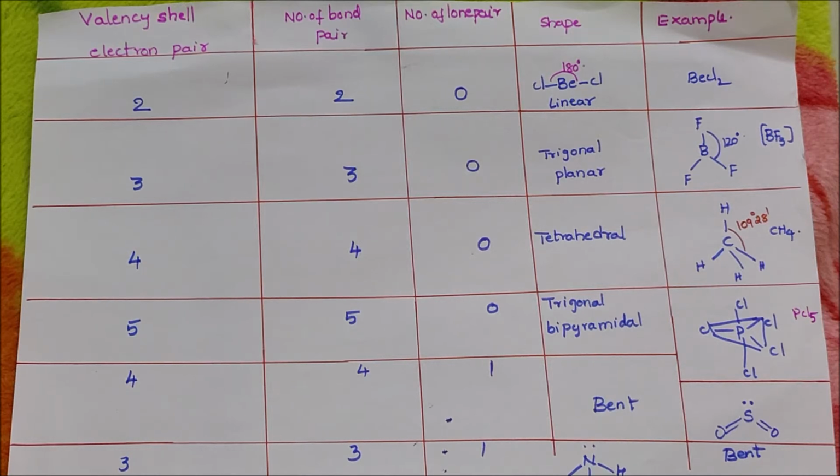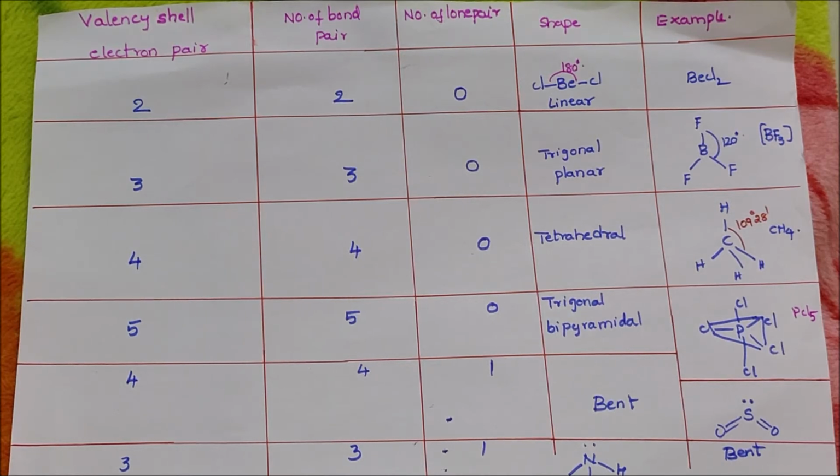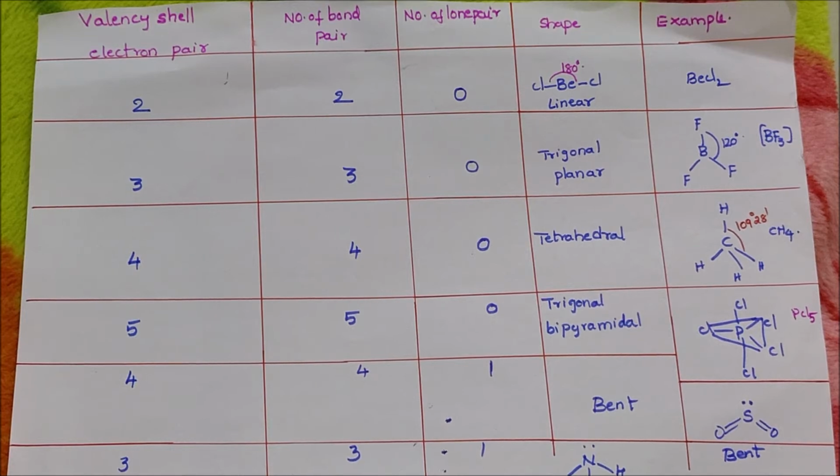The repulsions between bond pair and bond pair give a perfect shape of a molecule, and the repulsions between lone pair and bond pair are more and give a distorted geometry. And we apply valence shell electron pair repulsion theory to predict the geometry of molecules.